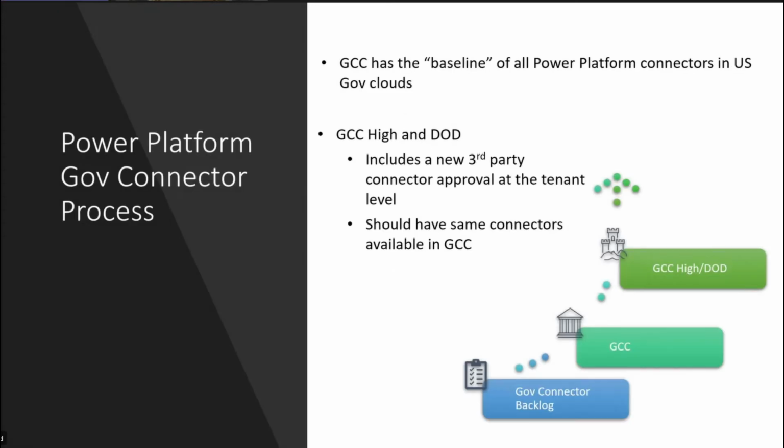And then, just from how connectors land across our different clouds, the baseline goal is going to be GCC. So when new connectors come into the Power Platform for the government clouds, they're going to get into GCC first, and then they'll go into GCC High and DoD. And once that feature enabling third-party connectors in GCC High and DoD has landed, which is probably the end of this month, you'll then have the ability to do that for those of you that are in GCC High and DoD.